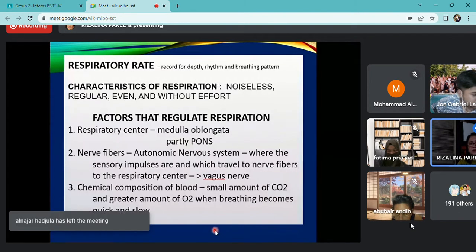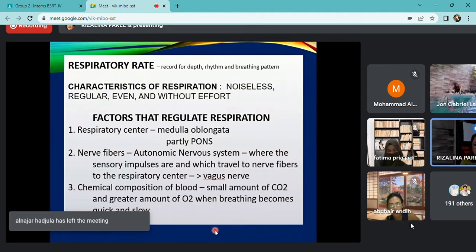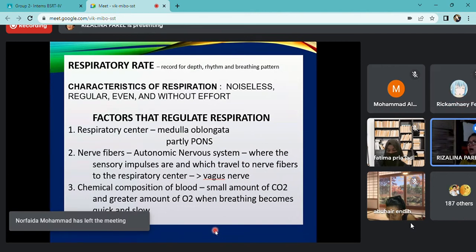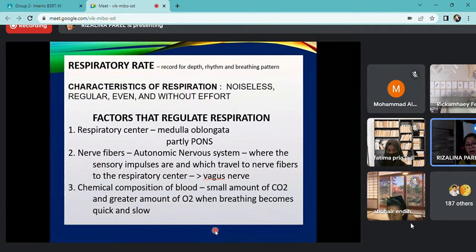Okay? Next, we have the respiratory rate. So respiratory rate record also the depth, the rhythm, and the breathing pattern. So the depth is kung gaano kalalim yung kanyang hininga. Deep breather ba? Shallow breather ba yung patient natin? IE ratio niya? Okay, 1:2 ba? And yung pattern of breathing niya, smooth ba yung kanyang pattern of breathing? And the characteristics, of course, of our respiration that is normal, is noiseless, regular, even, and without effort.